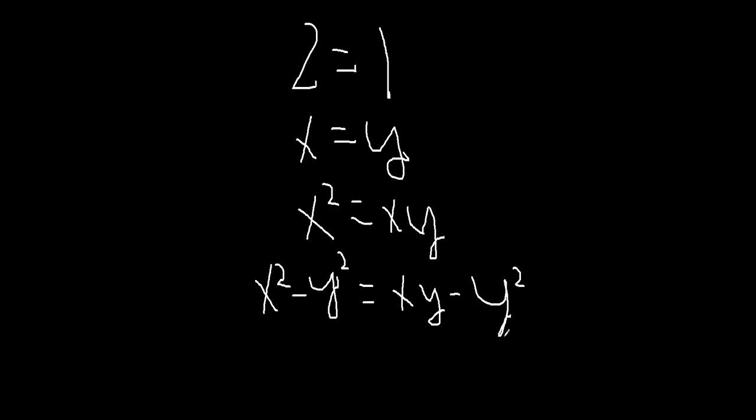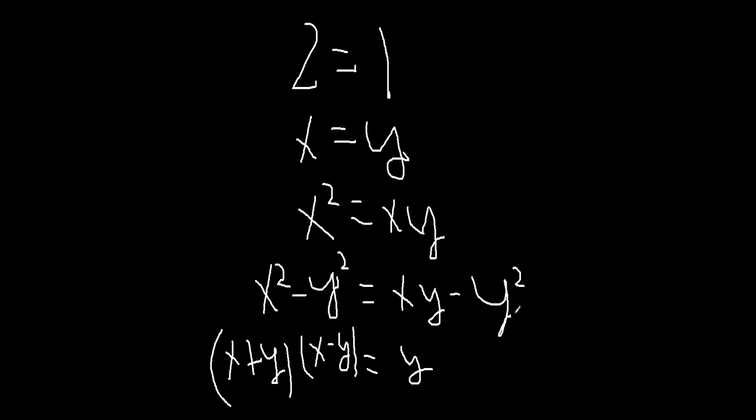So now we can factor on both sides. We have x squared minus y squared, which is a difference of squares. So that's x plus y times x minus y, and that equals y. Since y is a common factor for xy minus y squared, y can be multiplied by x, since xy divided by y is x, minus y, since negative y squared divided by y is y.